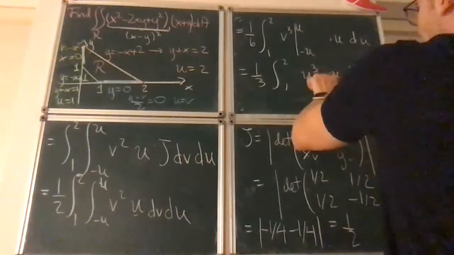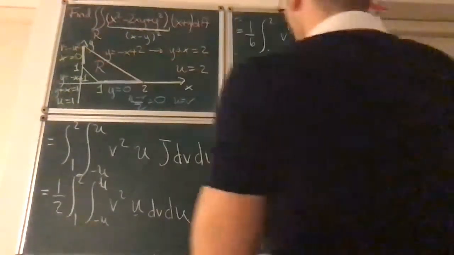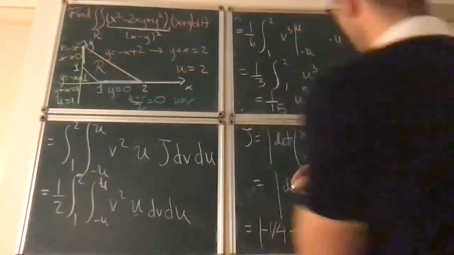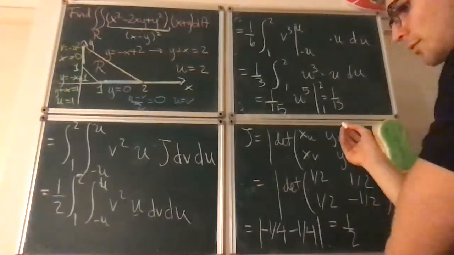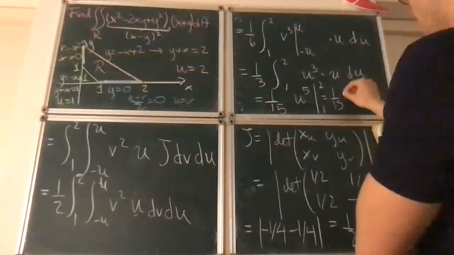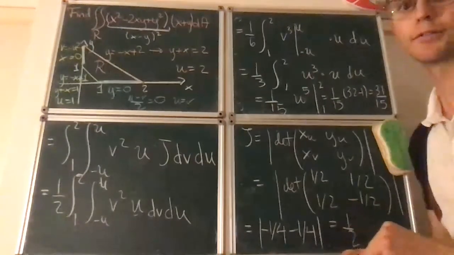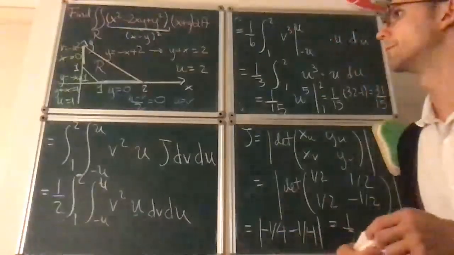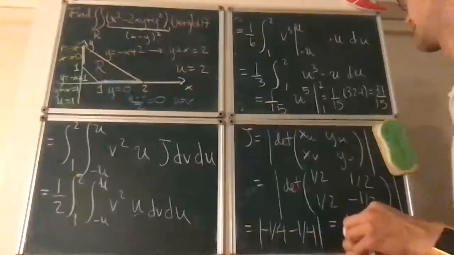And this is u to the 4. U to the 4 integrates to u to the 5 over 5. So you get 1 over 15 u to the 5 from 1 to 2. And this is 1 over 15 of 2 to the 5, which is what? 32? 32 minus 1. And so you get 31 over 15. And that's the integral. So you see how much faster it becomes if you make the right change of variables.